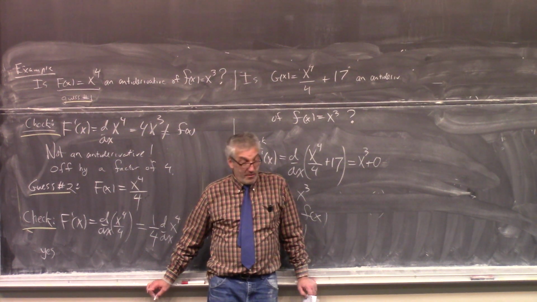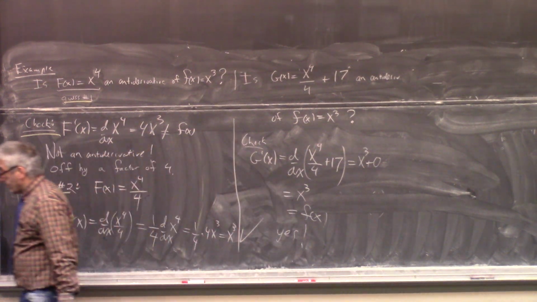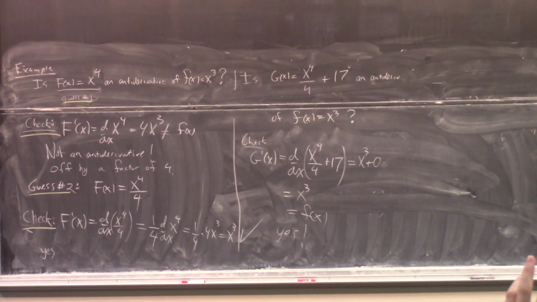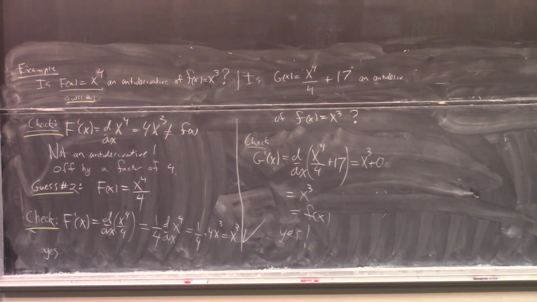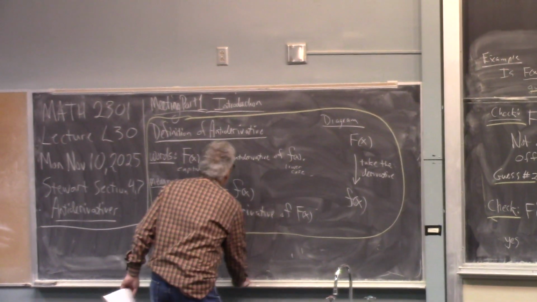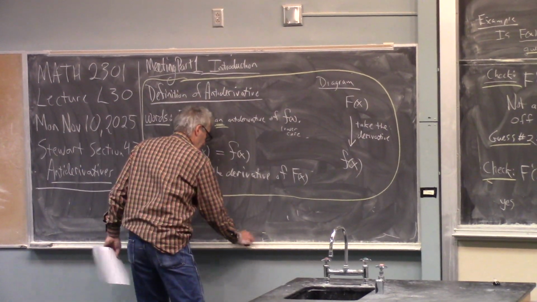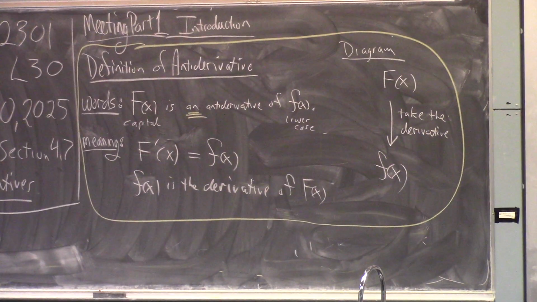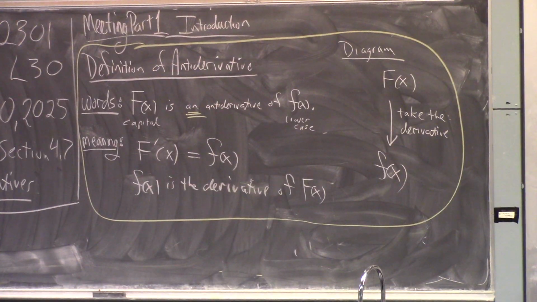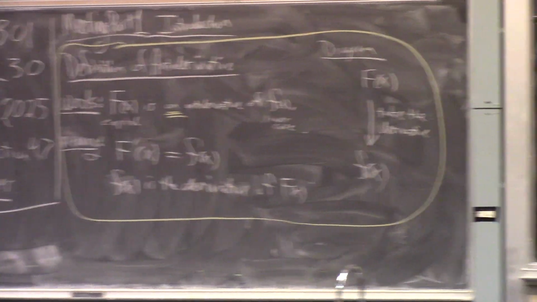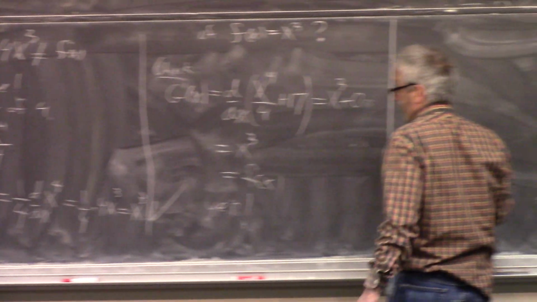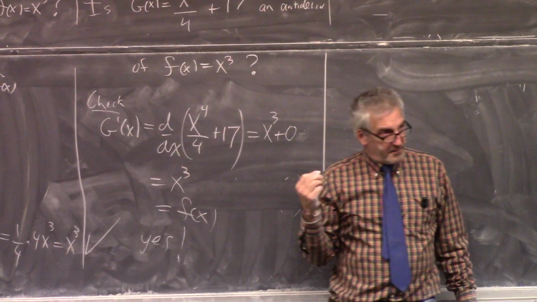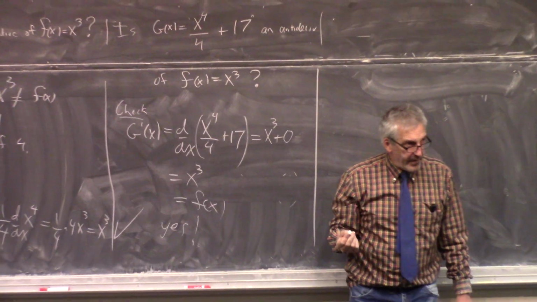Let's go back and look at the definition. It doesn't say the antiderivative. It says an antiderivative. That's subtle. So functions can have many antiderivatives in general, and they do. A particular function has a single derivative, but has a whole family of antiderivatives.